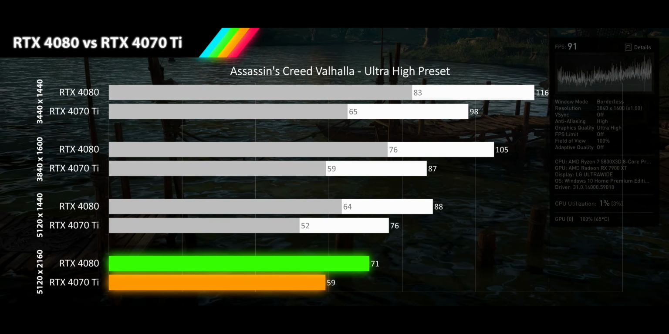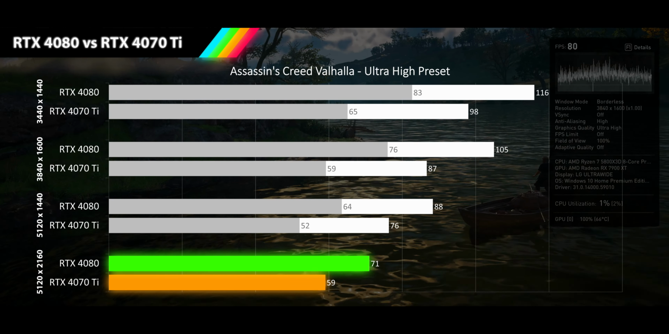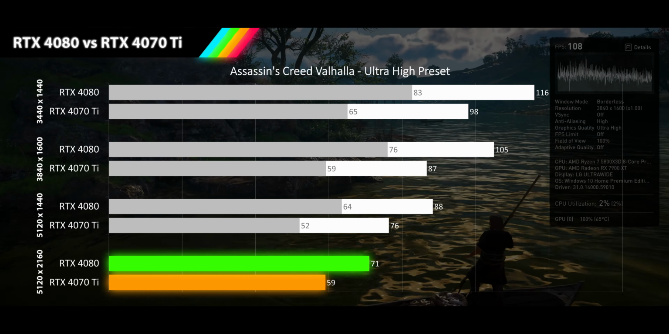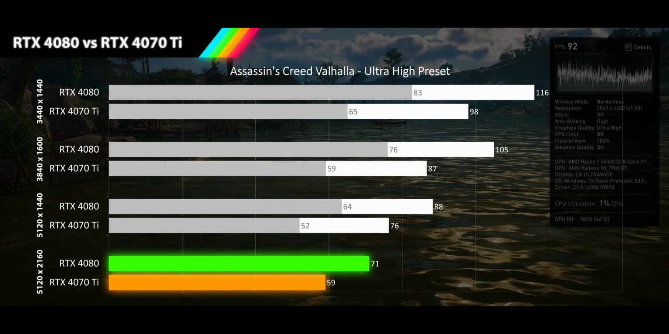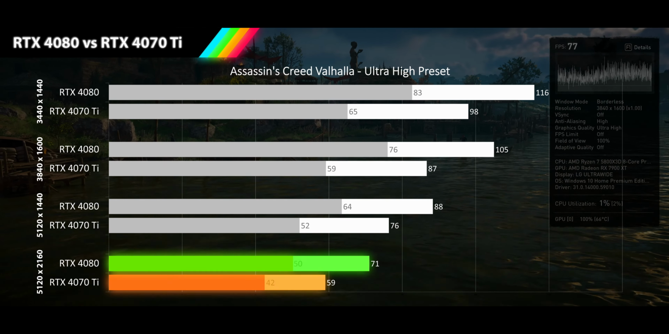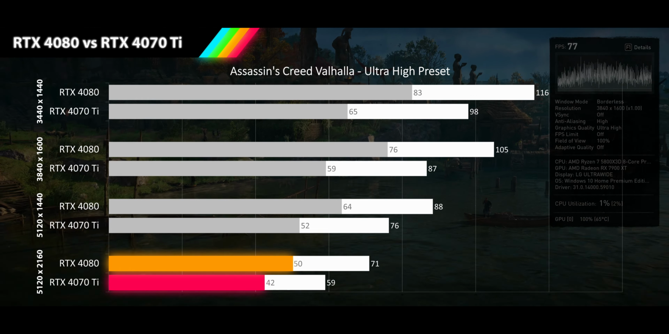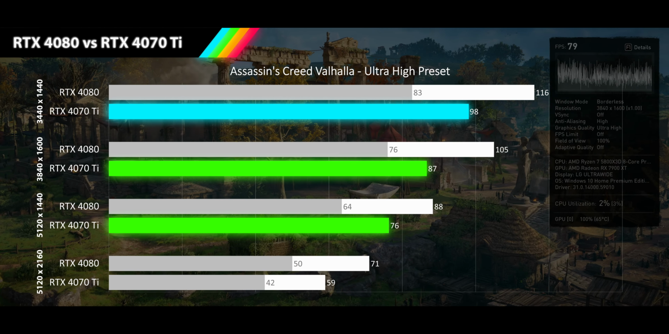At the pixel-dense 5120 by 2160 4K ultrawide resolution, we see the 4080 stays smooth with a refresh rate of 71 FPS, with a 20% faster performance than the 4070 Ti, which dips into acceptable range at 59 FPS. The 4080 is 18% faster in the 1% lows, with the 4070 Ti dropping into unacceptable range.